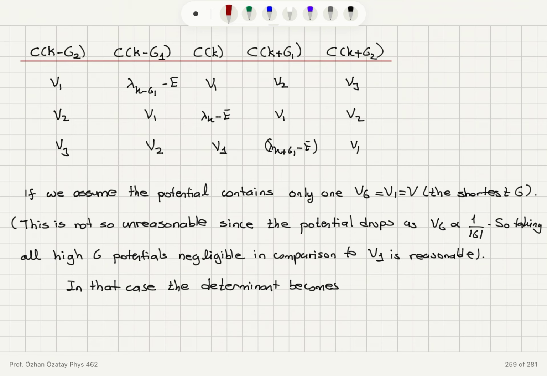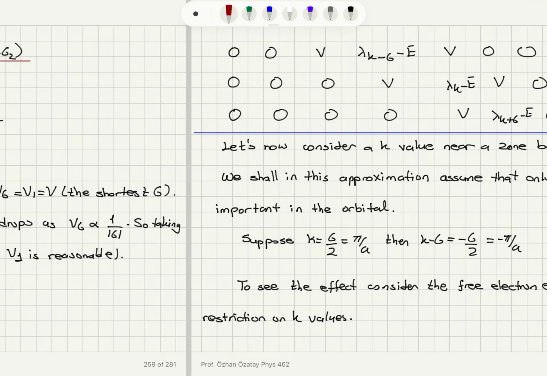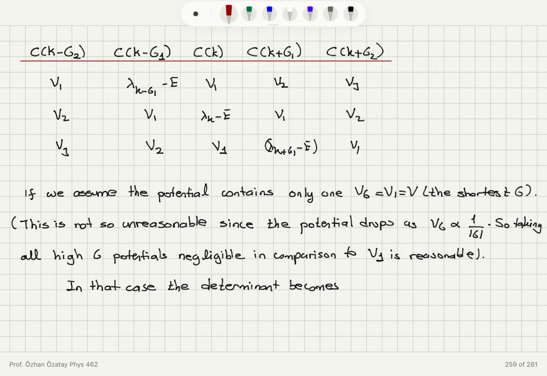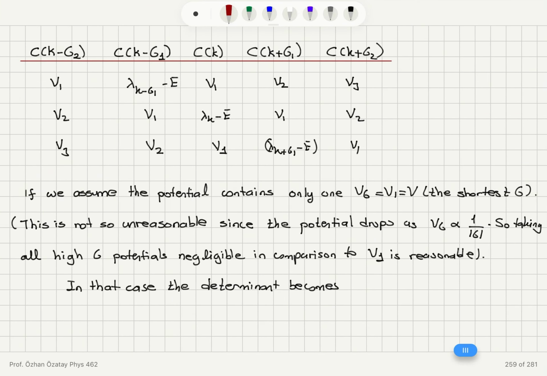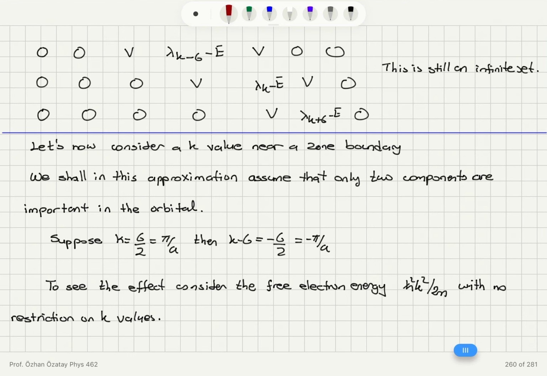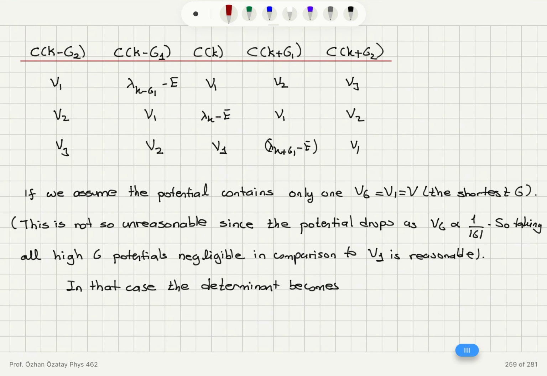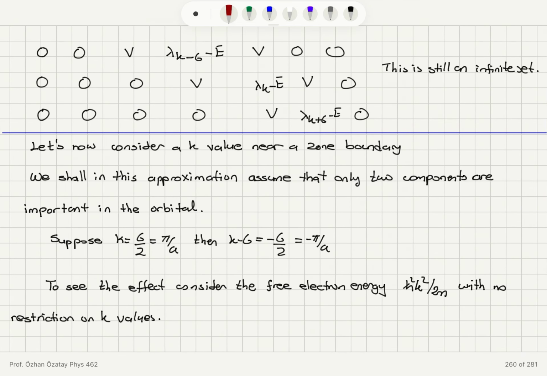We're only considering V1. In that case, we will get rid of V2 and V3, and we will substitute for V1, for example, the value V. So for the first equation, we will have V, lambda K minus G minus E, V, 0, 0, and the other terms will be 0 as well. And then for the second equation, we will have 0, V, lambda K minus E, V, 0, etc. So this is still an infinite set.